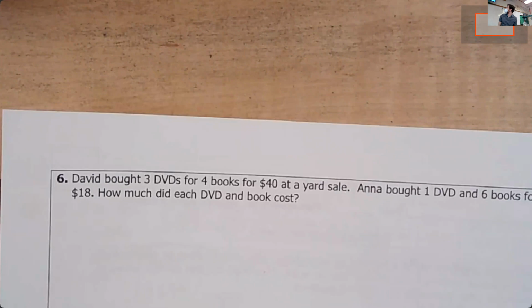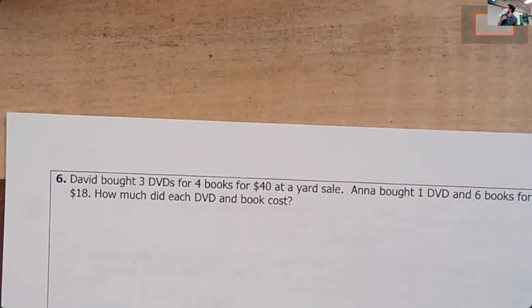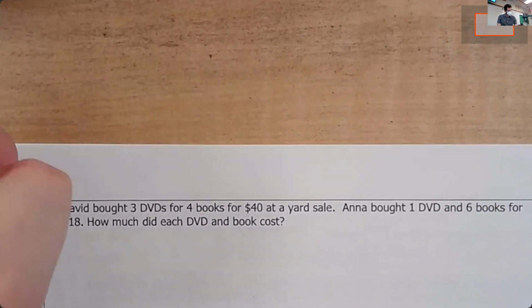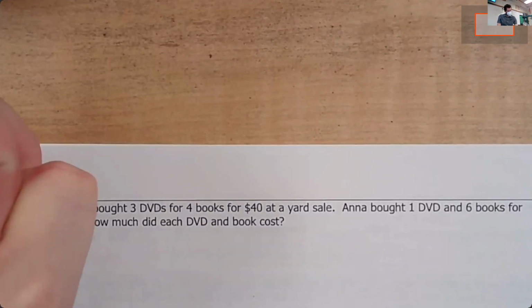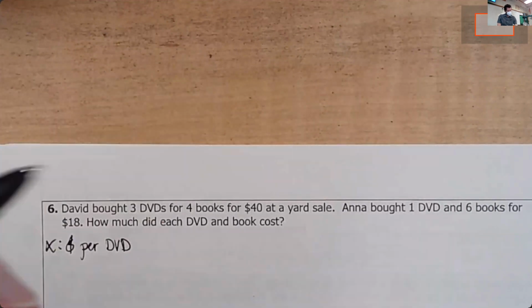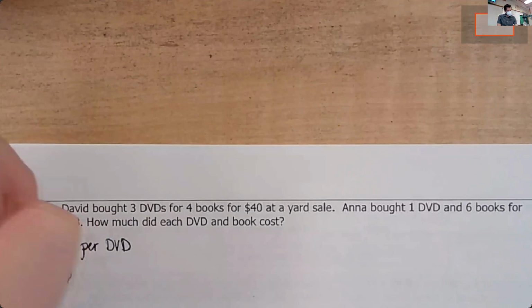Number 6, David bought 3 DVDs and 4 books for $40 at a yard sale. Anna bought 1 DVD and 6 books for $18. How much did each DVD and each book cost? So again, this is just like the one that we just did. The first thing on there are DVDs, so we're going to say X. It's going to be price per DVD. And then Y is going to be the cost or price per book.